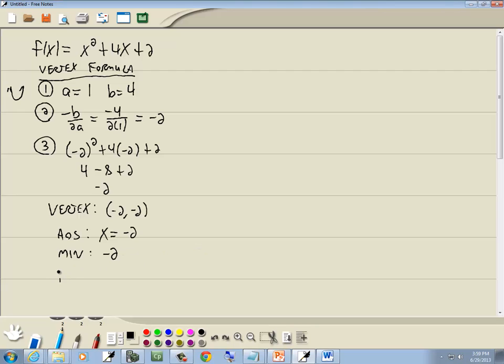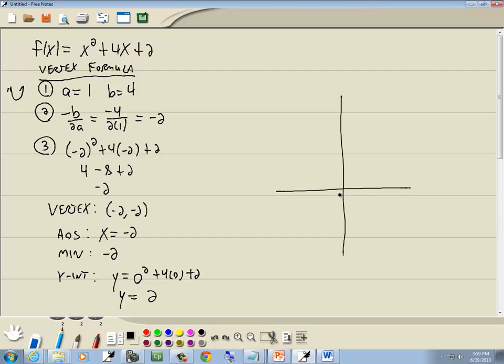Now while I'm here, the y-intercept. We'll plug 0 in for x in our original function. So we've got 0 squared plus 4 times 0 plus 2. You don't have to do this if you're using the calculator to graph it. That gives us y is equal to 2.